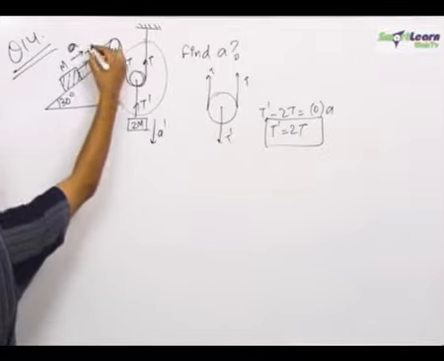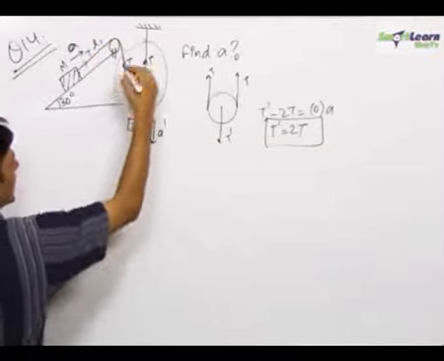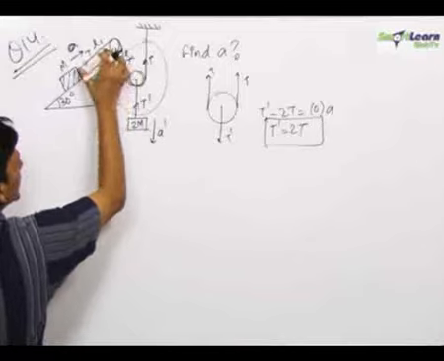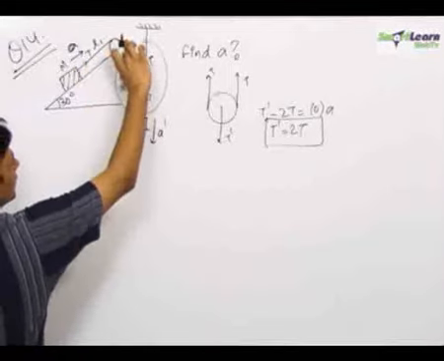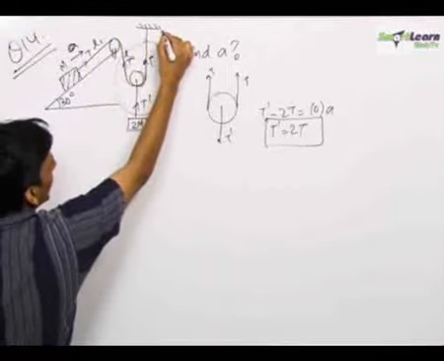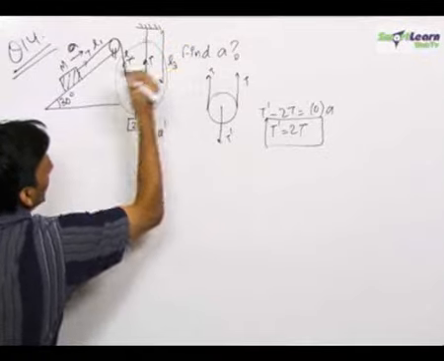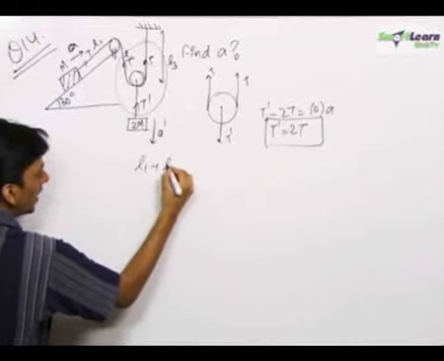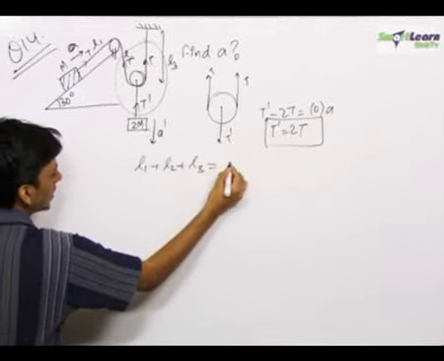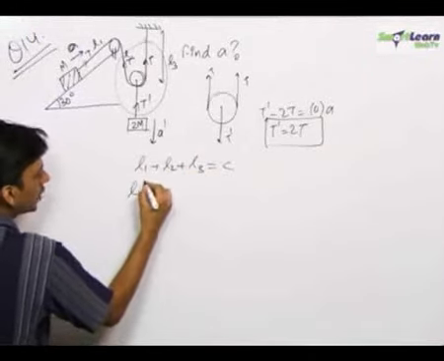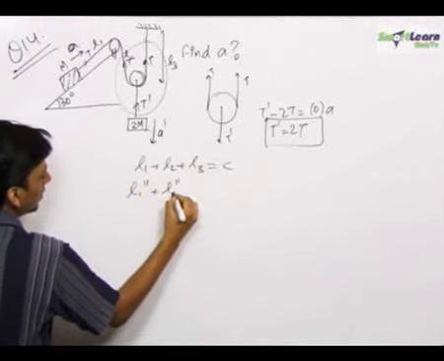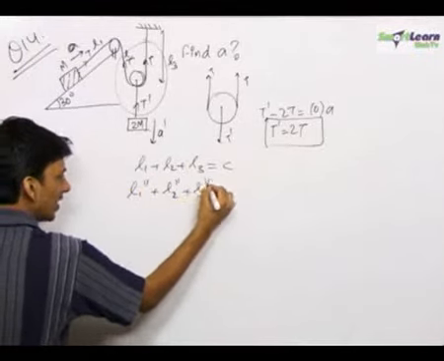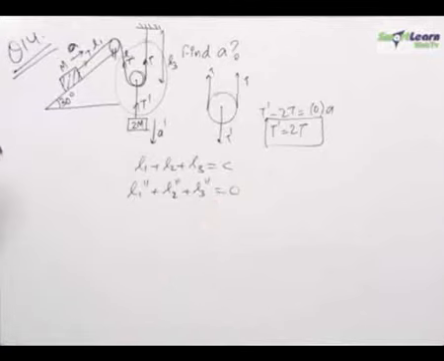Now let us consider this string. The length of this part of string is L1. The length of this part of string is L2. And the length of this part of string is L3. Now this whole string is one. Therefore L1 plus L2 plus L3 can be written as a constant. We differentiate it 2 times to get L1 double dash plus L2 double dash plus L3 double dash equals 0.